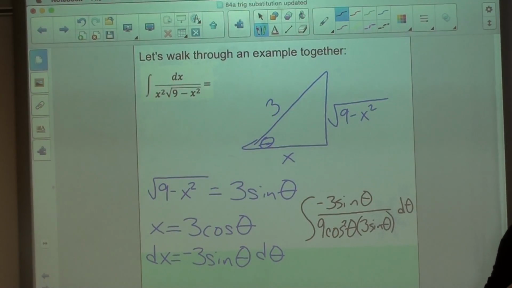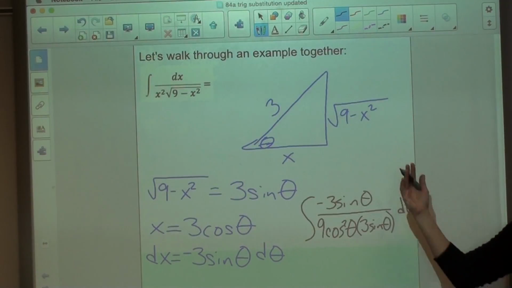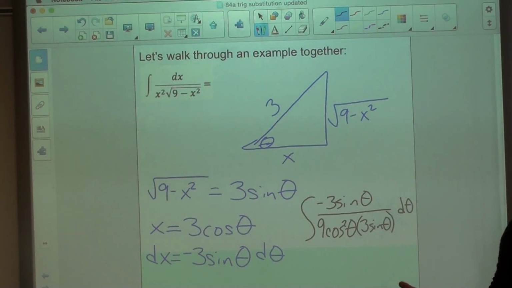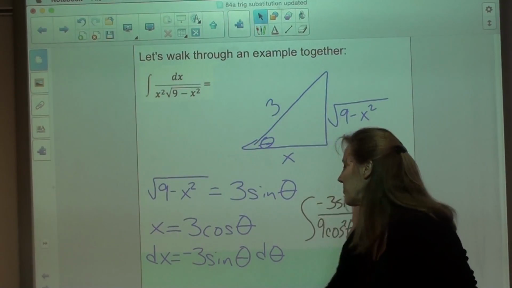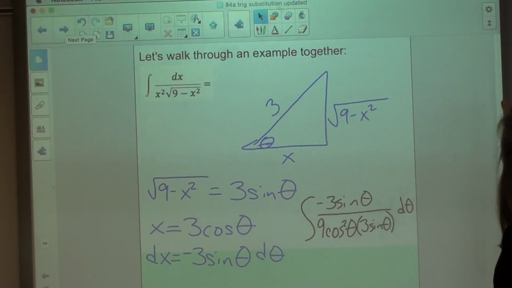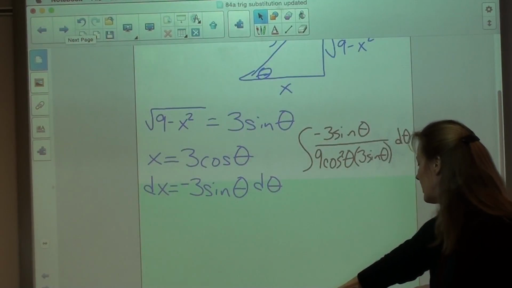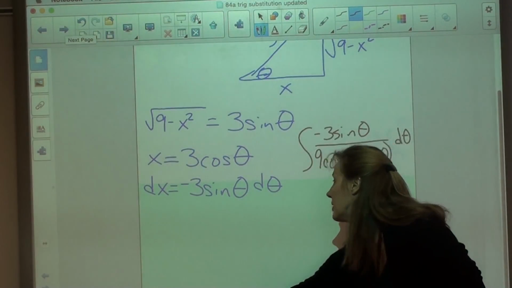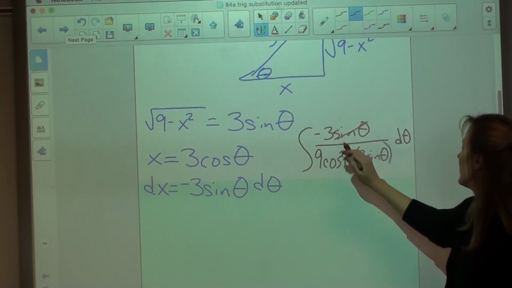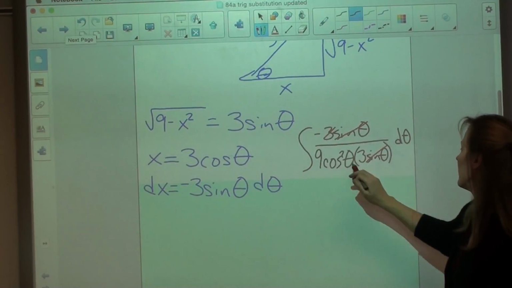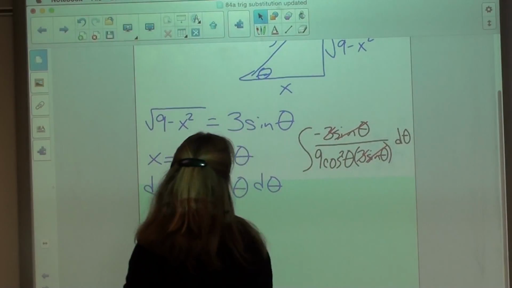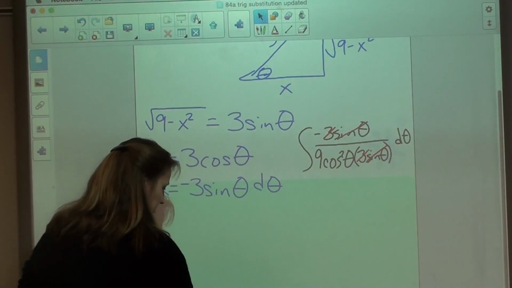Once you've replaced all of your x's in terms of thetas, then it's just a matter of canceling and evaluating the integral. But there's actually more after that, but that's the next step. So, okay, we can cancel a sine, and we can cancel a 3. So what we have now, I'm going to move this down.